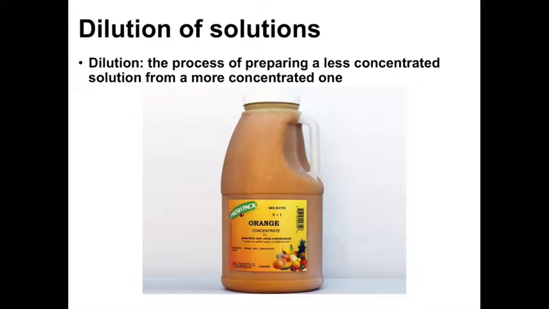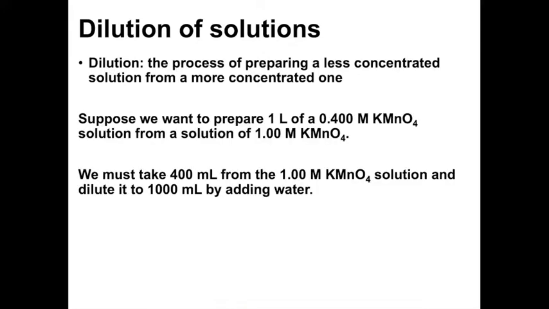So dilution is the process of preparing a less concentrated solution from a more concentrated one. So this is very practical. It's widely performed in chemistry experiments. So for example, suppose we want to prepare 1 liter of a 0.4 molar potassium permanganate solution from a solution of 1 molar potassium permanganate.